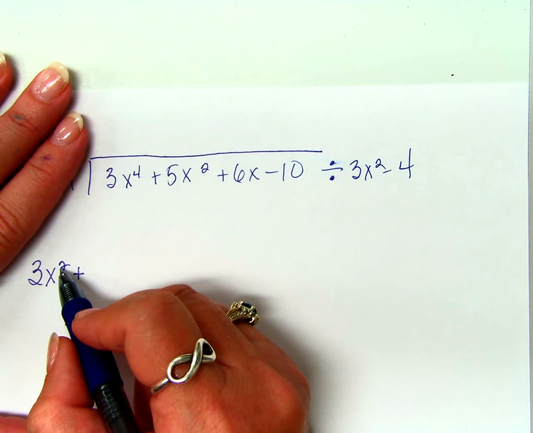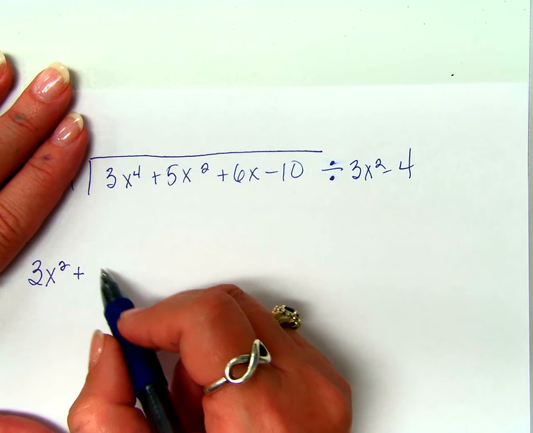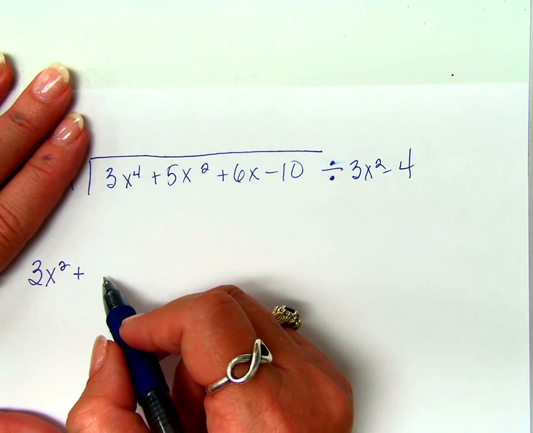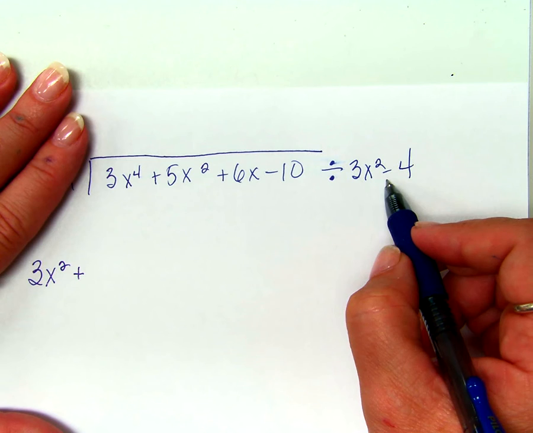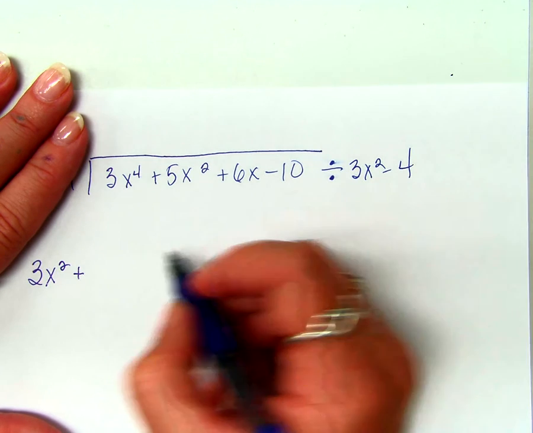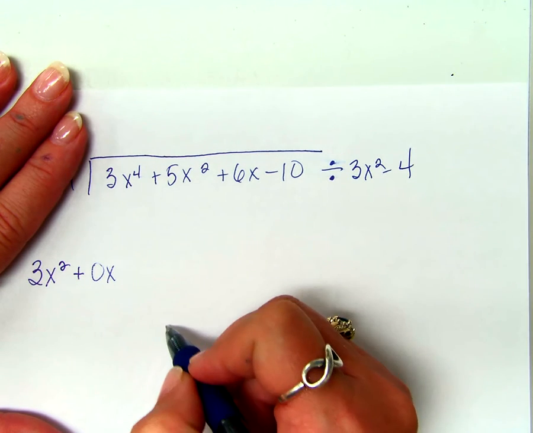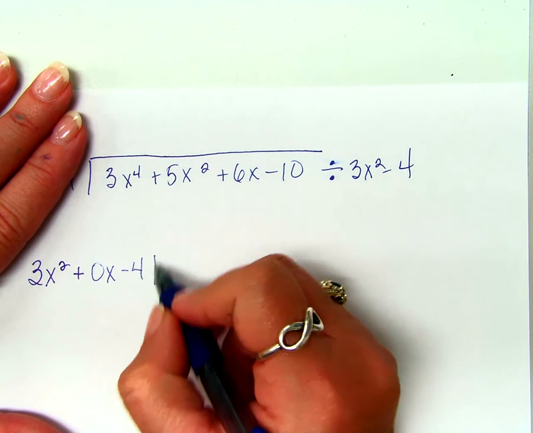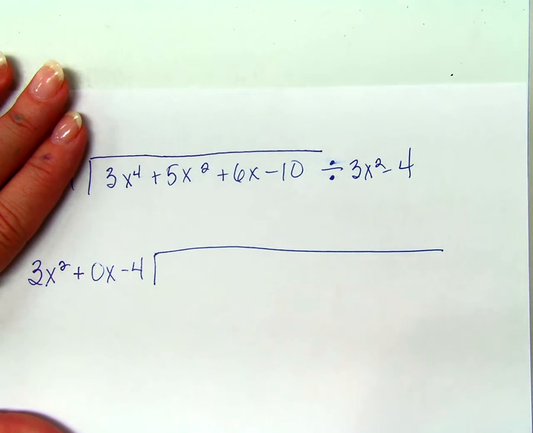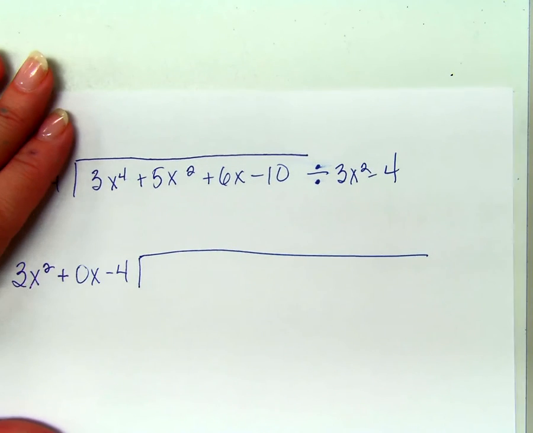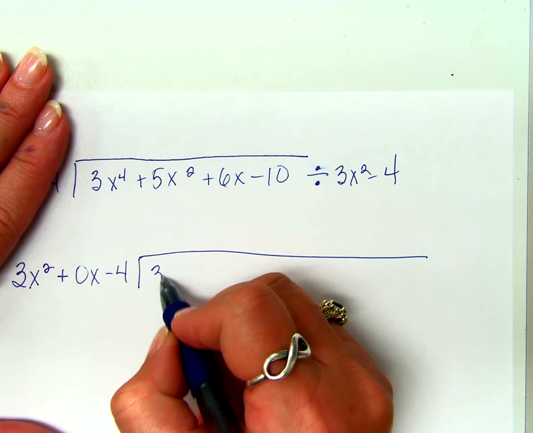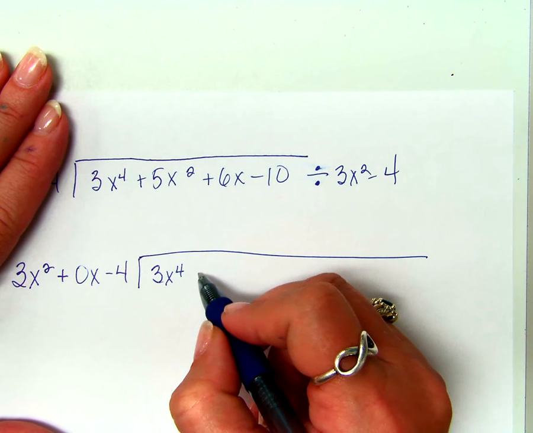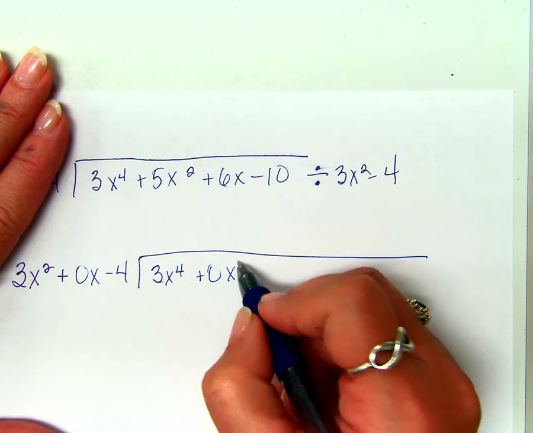If it starts with an x squared, what do I have to have next? An x. Is there an x term over here? What's the only thing I can add that doesn't change the value? 0x. Then minus 4. Is everything underneath the division sign there? What needs to go first? 3x to the fourth, and then 0x cubed.